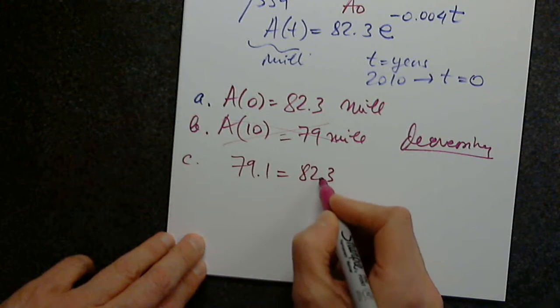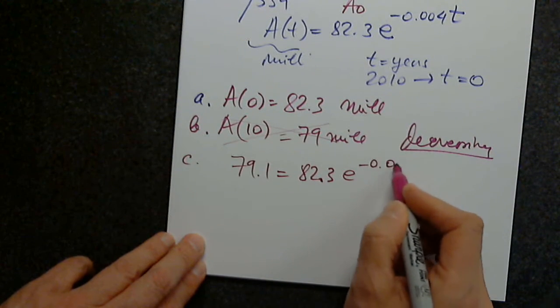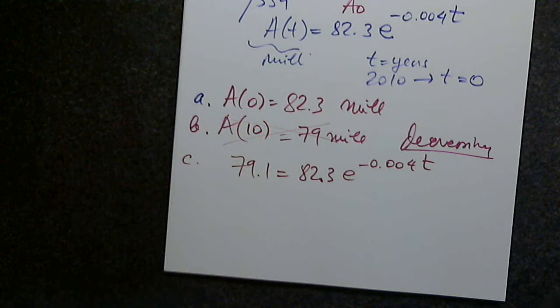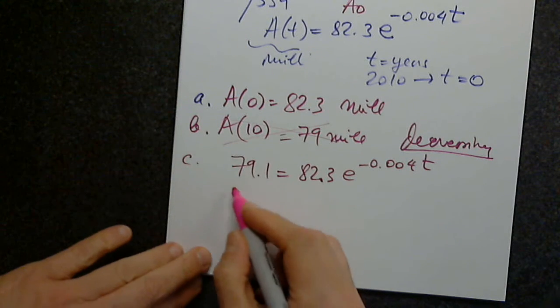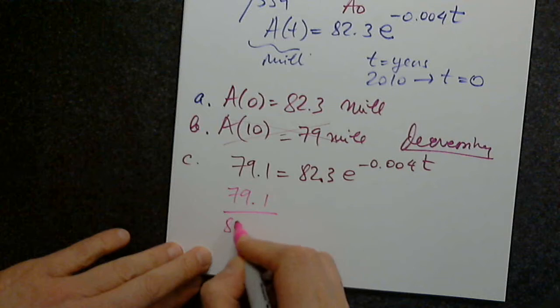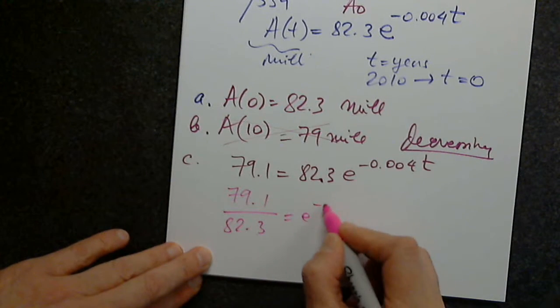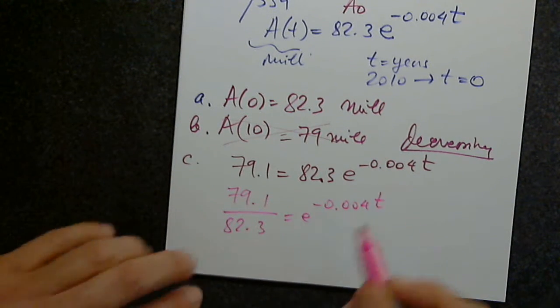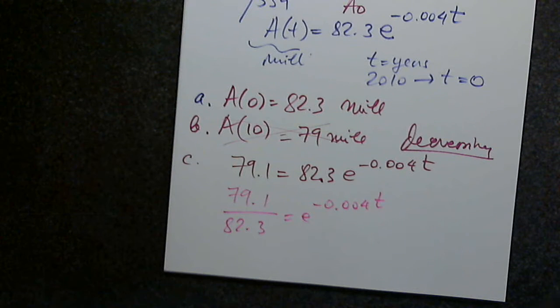Equals 82.3 e to negative 0.004 t. Excellent. What next? Of course, I have to clean it up. 79.1 over 82.3 equals e to negative 0.004 t. Very good. What next?